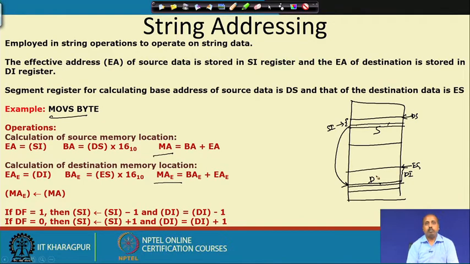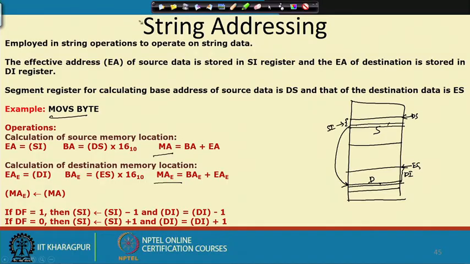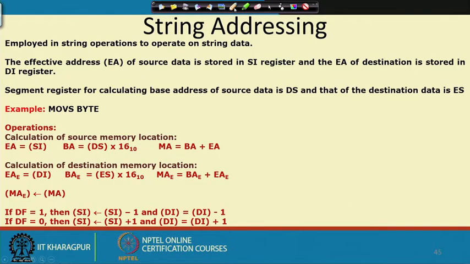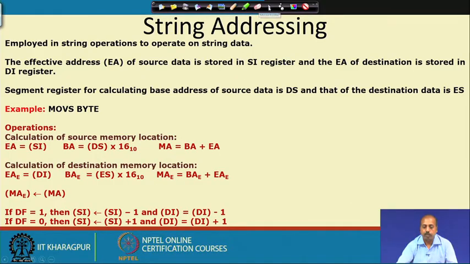And then, depending upon the direction flag setting, if DF is equal to 1, then this SI and DI are decremented by 1. If DF equal to 0, they are incremented by 1, SI and DI are incremented by 1. So, this is the string addressing. We will be looking into instructions later, but these instructions are useful when you are trying to transfer a chunk of memory block from some memory locations to some other memory locations. So, this can be used.